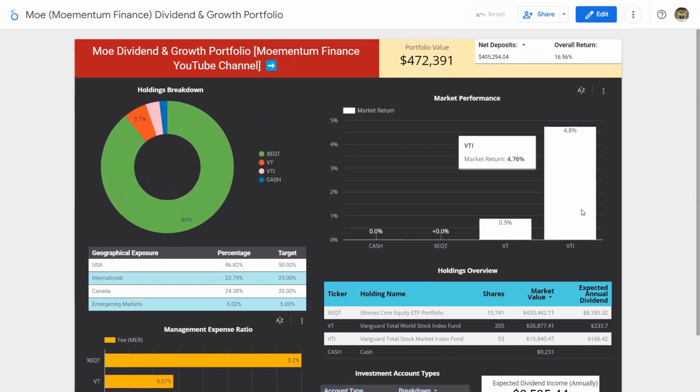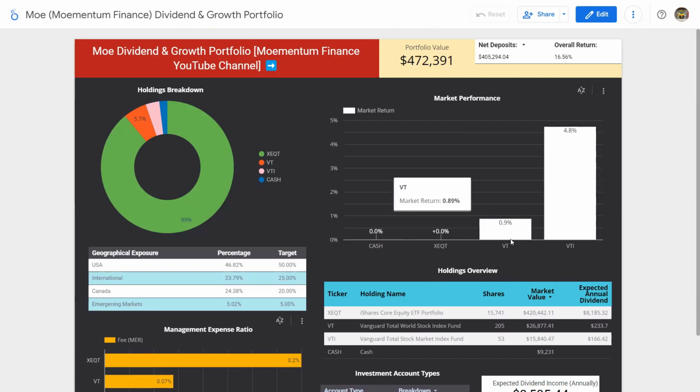For VTI, which is the Vanguard Total Stock Market Index Fund, which gives us exposure to the entire US stock market, it's up by 4.8%. We hold shares of VTI, which is in US dollars, in our registered retirement savings plan to take advantage of the withholding tax treaties and avoid paying that 15% withholding tax for the VTI.